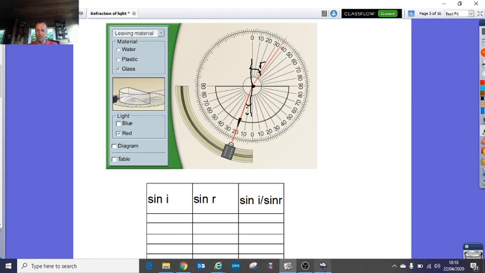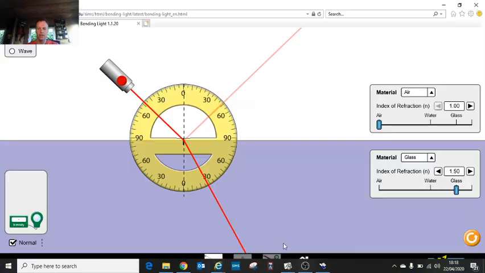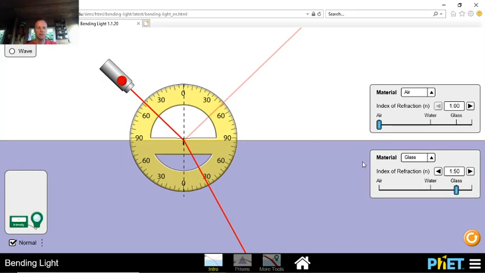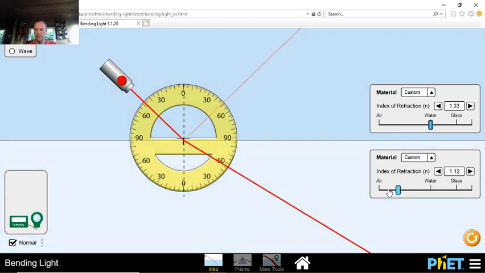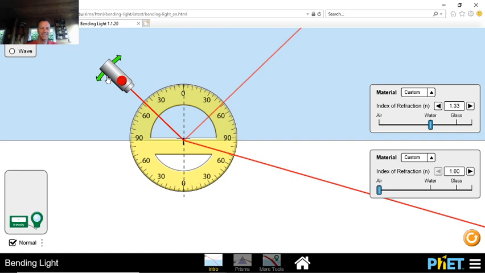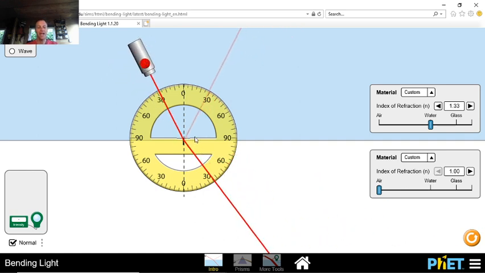Now, to do that in the simulation, and you'll be incredibly excited by this, if you're not, don't care, you need to flip it around and try and do it. So what you do now is take this one, I'm going to make it water, and this one I'm going to make it air. Isn't that exciting? I know. So now, again, good little reflection happening, so we're going from water to air.